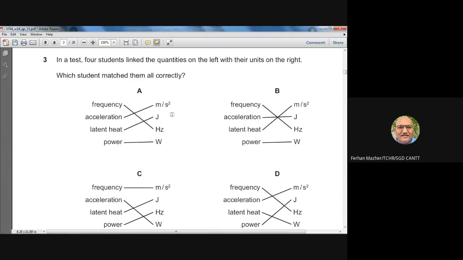In a test, 4 students link the quantities on the left with their units on the right. Which student matched them all correctly? Frequency, the unit is hertz. The acceleration, it should be meter per second square. The latent heat is joules, and the power is watt. So I think A is the right choice.